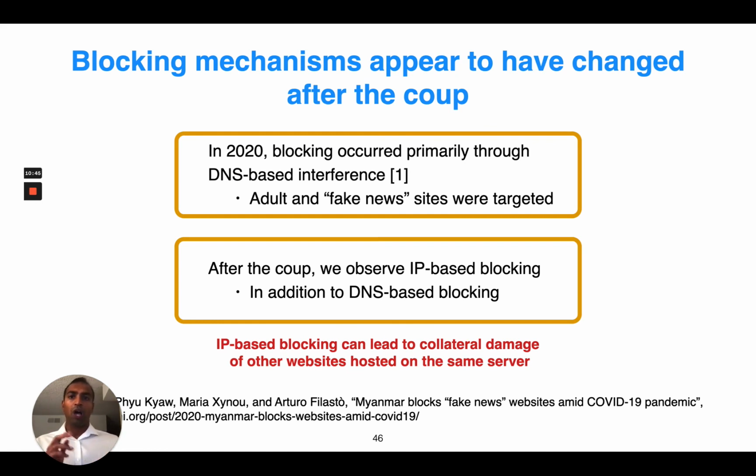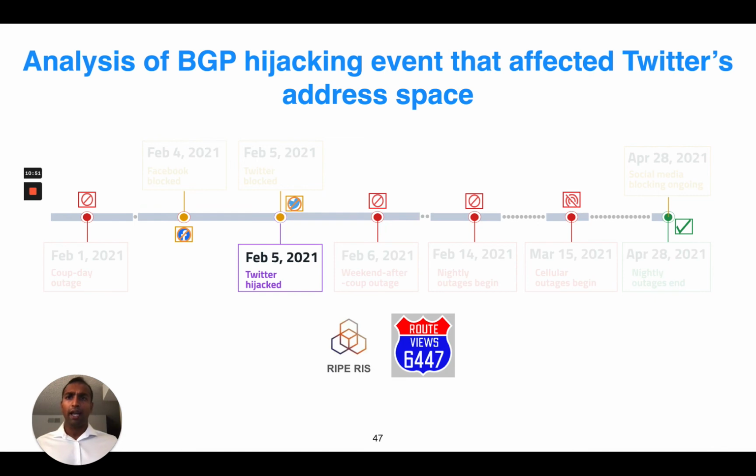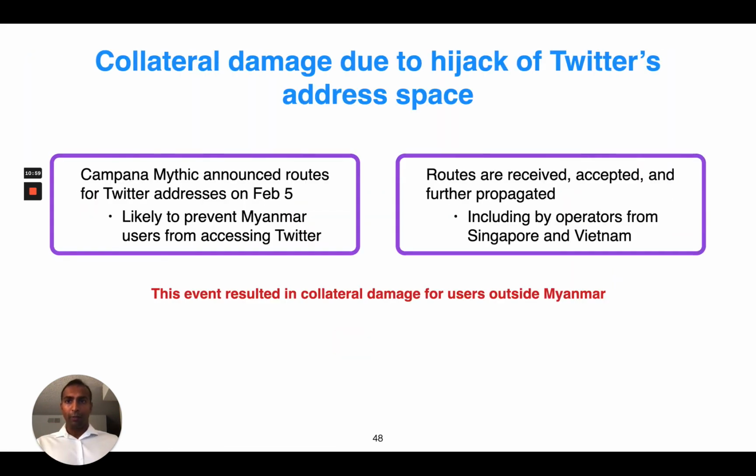While collateral damage due to IP address blocking can be bad, we also observed a different type of collateral damage. Let's briefly look at an instance of collateral damage that affected Twitter users both inside and outside Myanmar due to a BGP hijacking incident. Kampana Mythic, an AS in Myanmar, accidentally announced routes for addresses belonging to Twitter on Feb 5th. This was the same day that Twitter had been blocked in other ASs. These routes leaked outside Myanmar and were received, accepted, and further propagated by operators in Singapore and Vietnam, resulting in collateral damage for users outside Myanmar as well. This event highlights the damage that censorship measures can do, not only to the targeted users, but also to others.